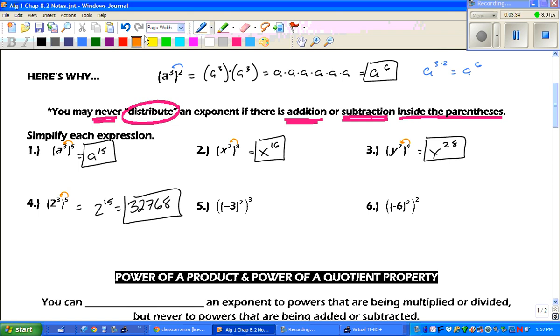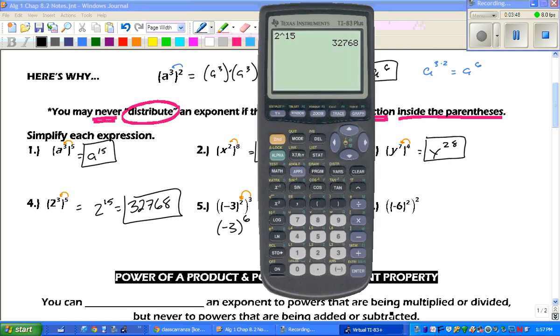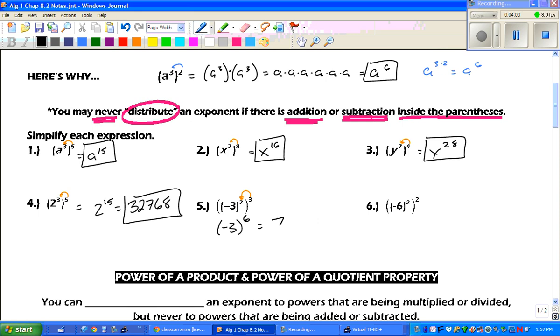Okay? So distribute the exponent. 2 times 3 is, oh, sorry about that. The negative 3 stays the same. 2 times 3 is 6. And then once again, we can figure that out. Just type it exactly as it is written. So negative 3 to the 6th power gives us 729.